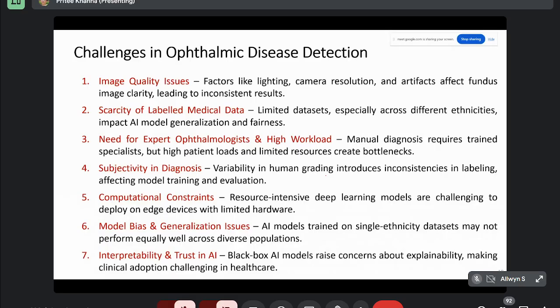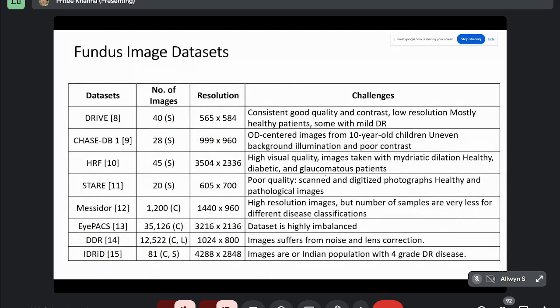And nowadays, not only for medical, a lot of work is going on in this research area: how to make our model explainable. So explainable AI is another area of research. You can see that these are the general challenges. Now these are the fundus image data sets. Here I have written S and C: C is for classification, S is for segmentation, and L is for localization, right?